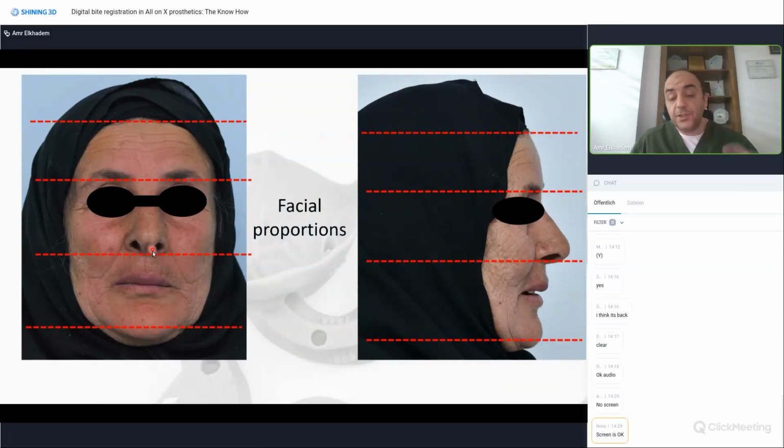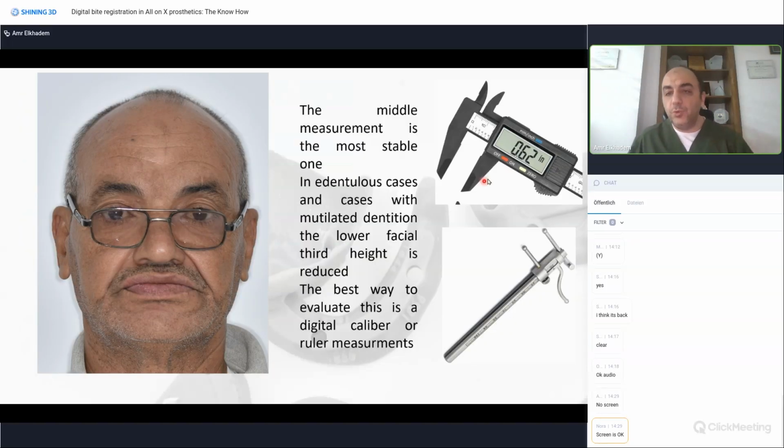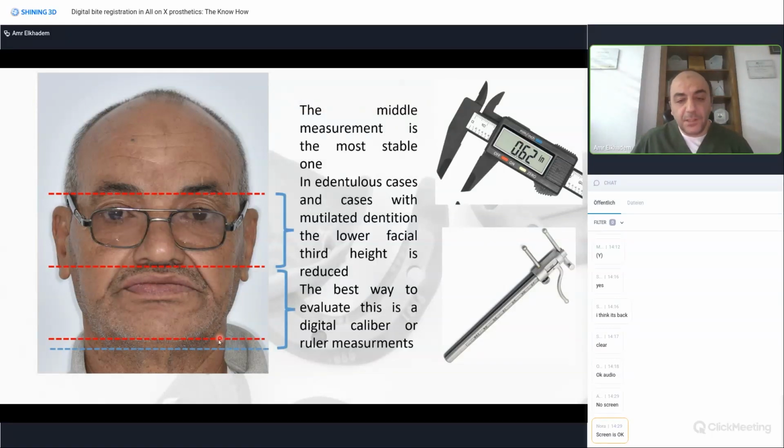The lower third is also not fixed because it depends on the absence and presence of teeth, but the middle one is fixed. So what I always do is measure from the nasion to the base of the nose, and I want the patient biting so that the distance from the base of the nose to the tip of the chin is equal to this. We do use digital calipers to do this. So when I do the measurements here, I know for sure that this patient requires a little bit of an increase so that this lower part is equal to this middle part.